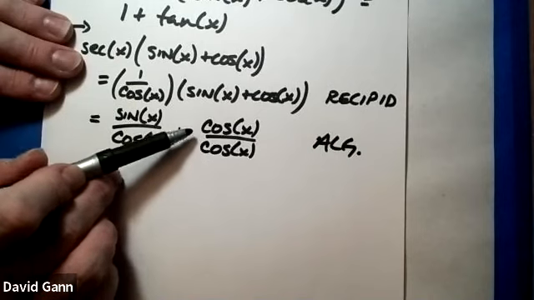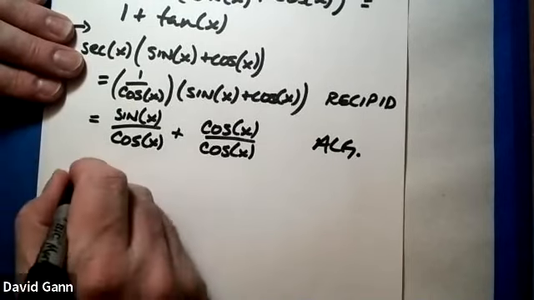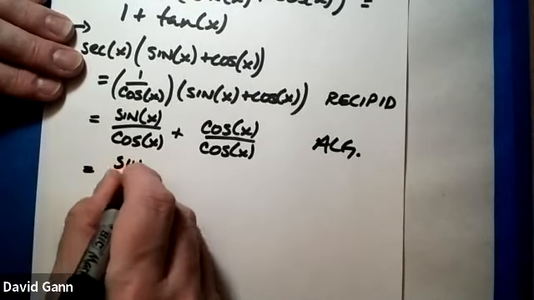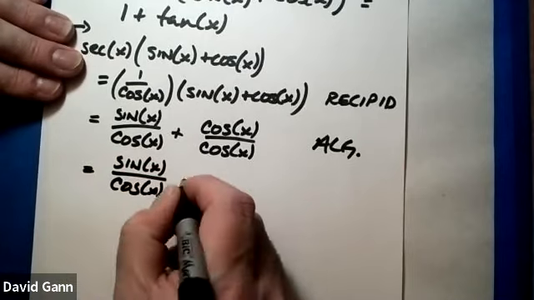So the next step, we have some choices, but for me, I want to clean up the algebra as much as possible. So I'm going to do this cancellation right here. This is obviously the number 1. So I've got sine of x over cosine of x plus 1.